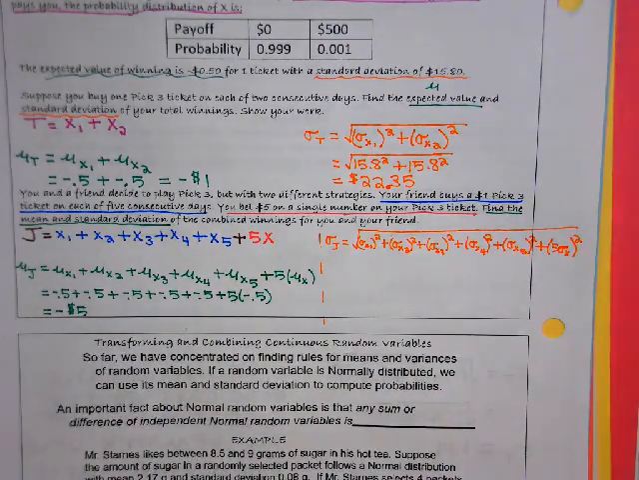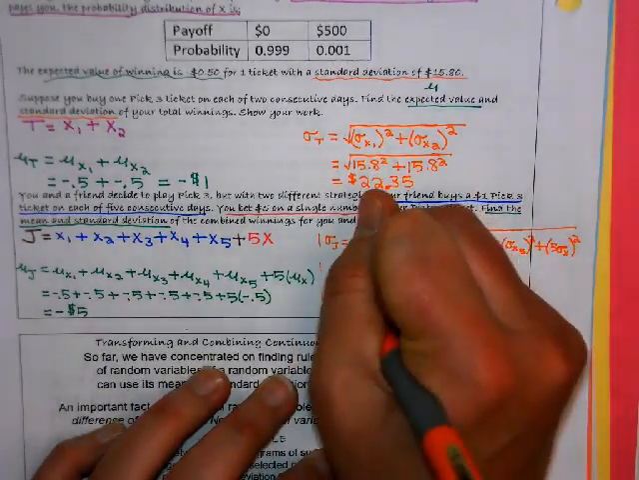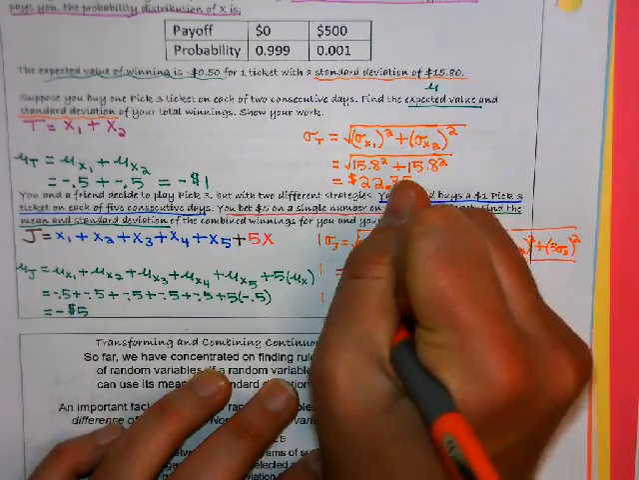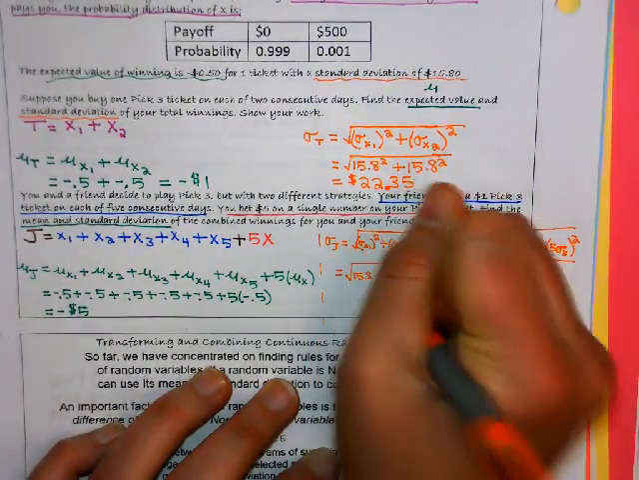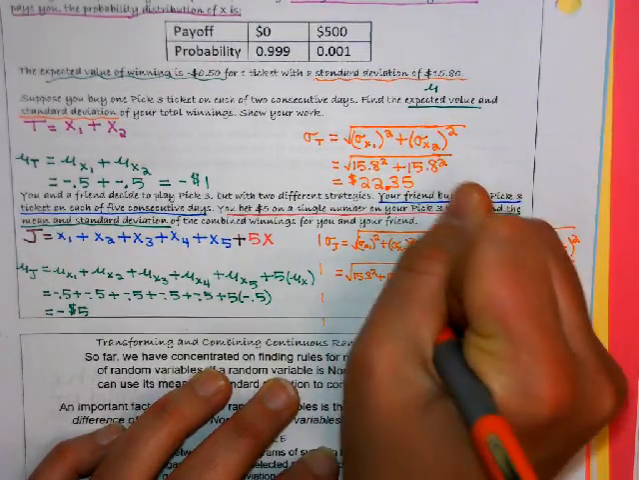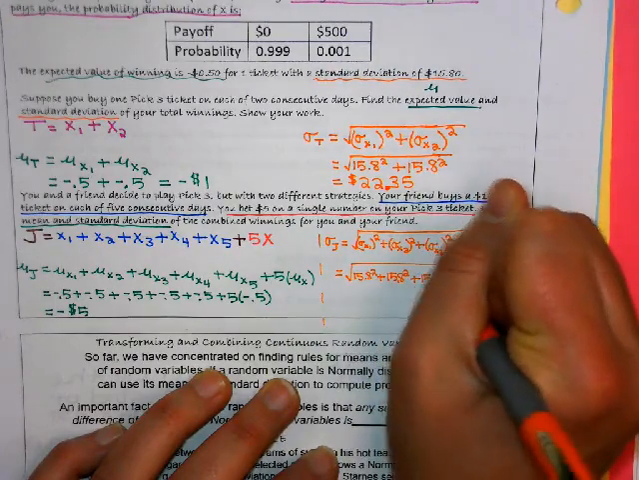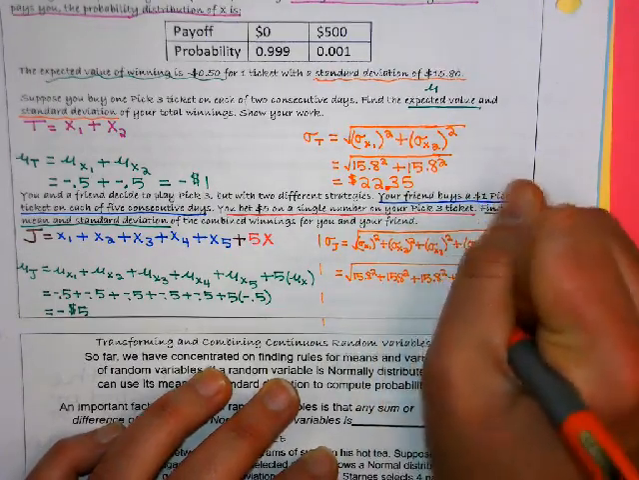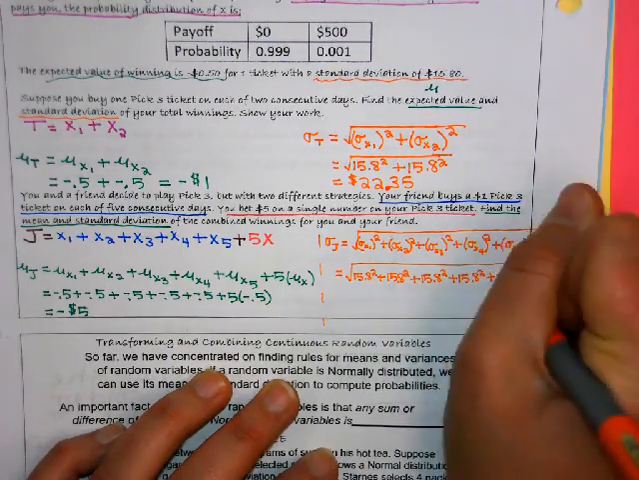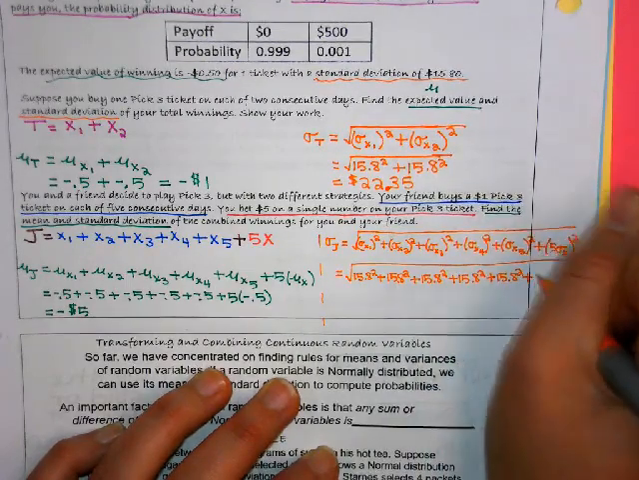So that gives us our 15.80s squared 5 times. That's 1, 2, 3, 4, 5. And then for the last one, we're going to have 5 times 15.80 first, then square it.